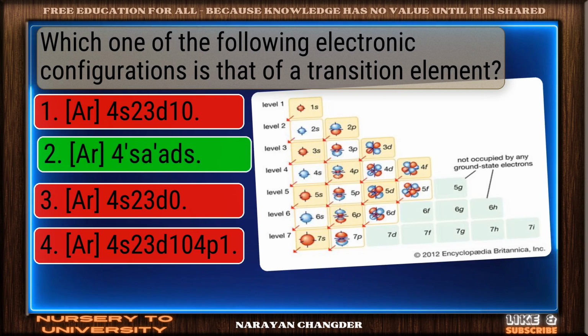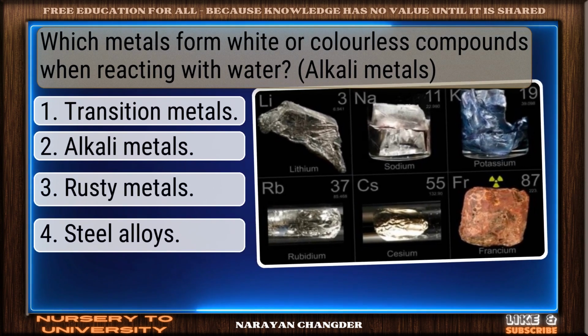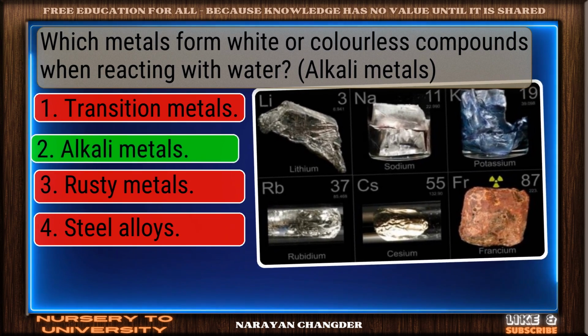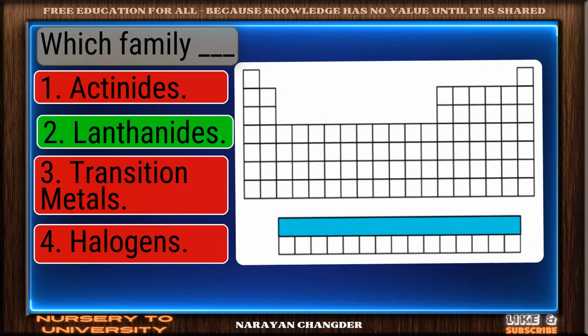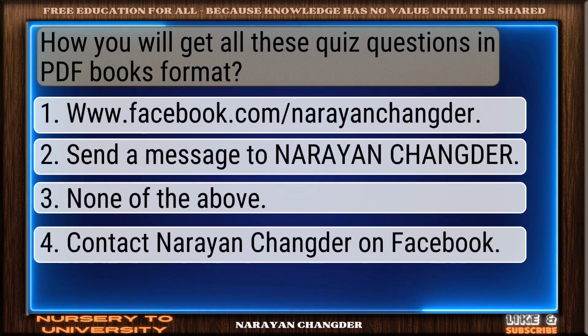That's it, 4d. Which metals form white or colorless compounds when reacting with water? Right choice, alkali metals. Which family dash? Great job, lanthanides!